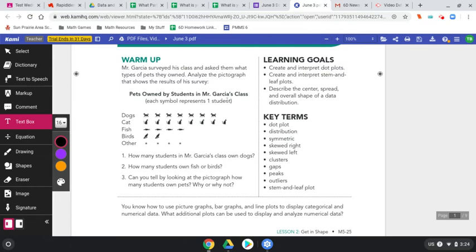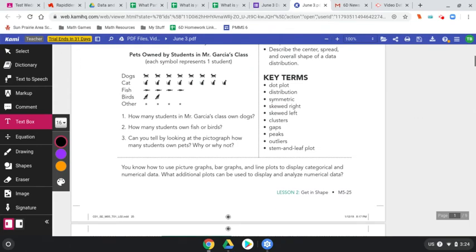The warm-up is asking about Mrs. Garcia's class. Every one of these little animals or symbols equals one student. These were something that we used a tremendous amount in third grade. It's called a pictograph, and you can use a symbol to represent everybody who votes for any of the categories. So this would be qualitative data, right? Because it is not numbers, it's categories, or categorical data, as we also called it yesterday.